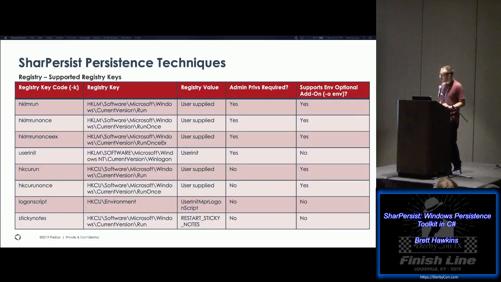So different registry keys, just for the initial release. I know there's tons of registry keys that you can use for persistence. This is just for the initial release, so there's 8. 4 of them require admin privileges, 4 of them do not.